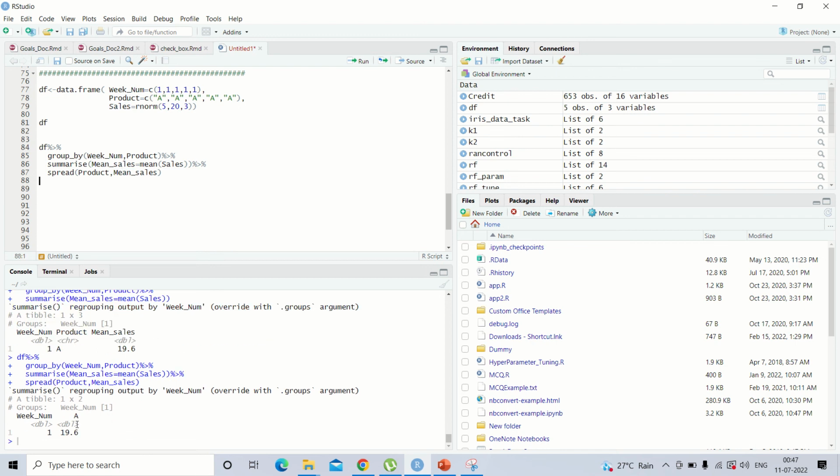See, through this we just removed that error. How did we remove that error? We basically grouped and aggregated so that we had a unique combination for week number and A.